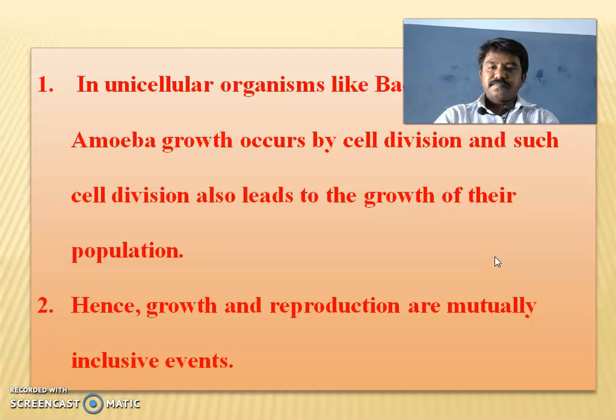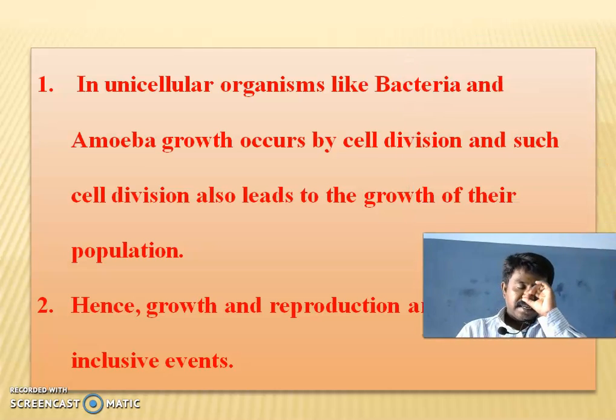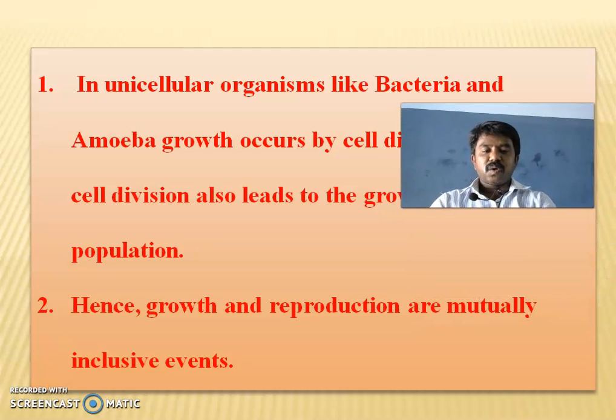Next, unicellular organisms like bacteria and amoeba grow by cell division, and such cell division also leads to the growth of that population. Cell division is called multiplication. Hence, growth and reproduction are mutually inclusive events.